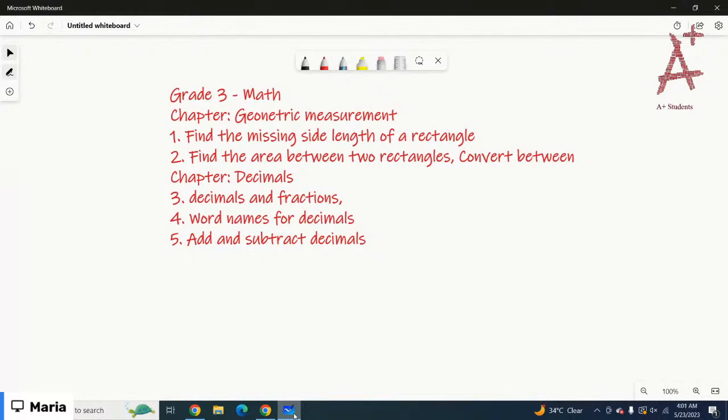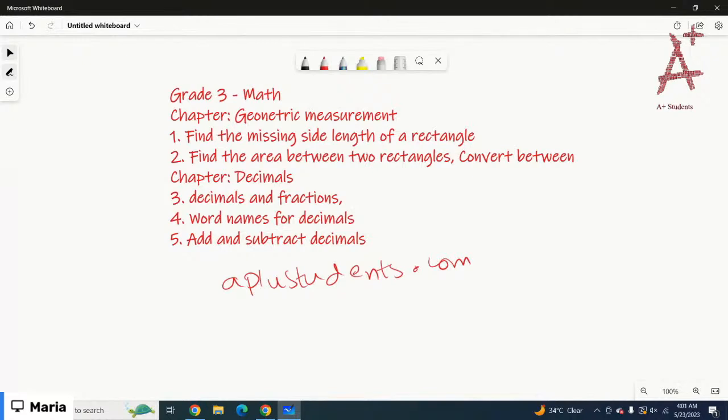We are here for grade 3 maths. You can find all the lessons on aplusstudents.com. You have to log in there using your email address, and the password is provided by the administrator. Then you have to select math from the subject tab. Scroll down to grade 3 maths and then click on view all lessons. There you can find a list of the chapters.